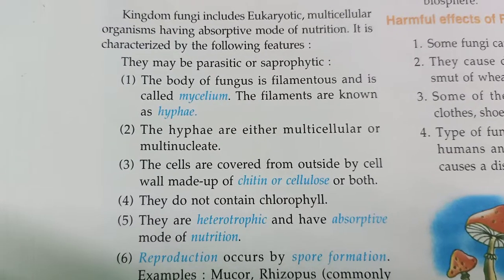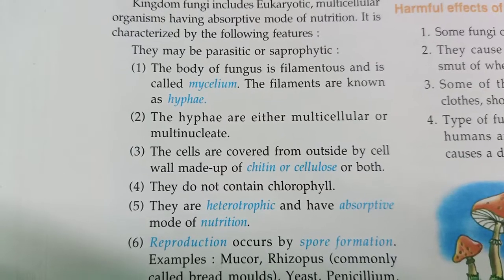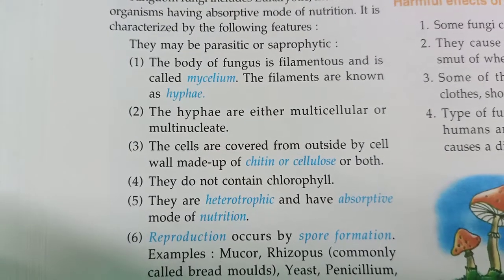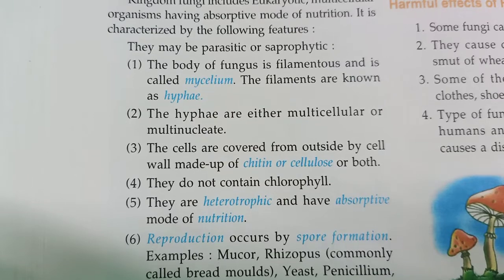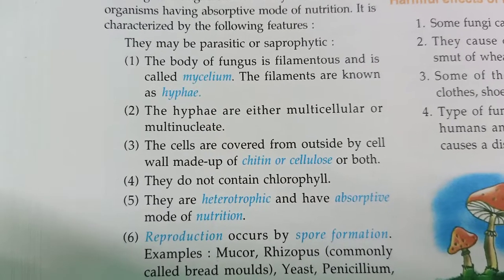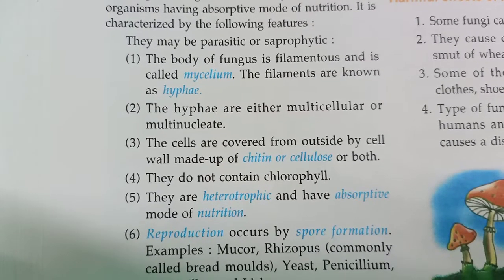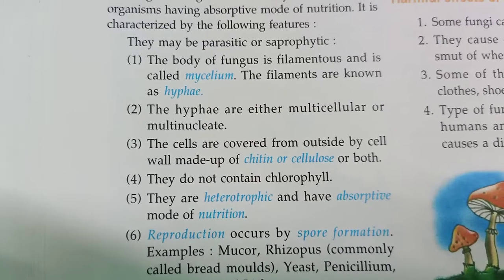Third point is the cells are covered from outside by a cell wall made up of chitin or cellulose or both. Fourth is they do not contain chlorophyll. So chlorophyll is absent in kingdom fungi.